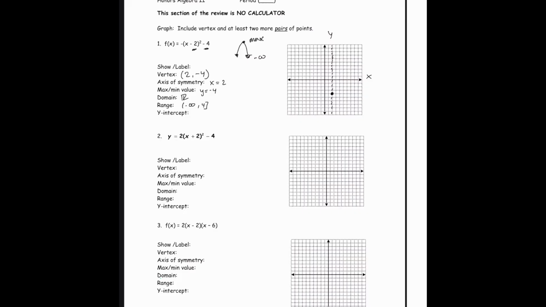All right, y-intercept is when x is equal to 0. So when we plug in x equals 0, we're going to get negative (0 minus 2) squared minus 4. So negative 2 squared is going to be 4. So negative 4 minus 4 is negative 8. So when x is 0, y is negative 8. We reflect that across the axis of symmetry. We get a parabola that looks like this.